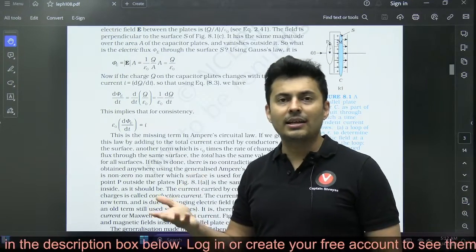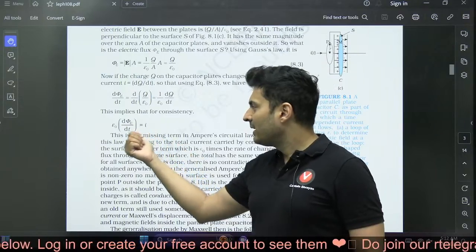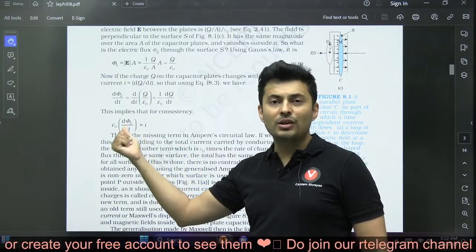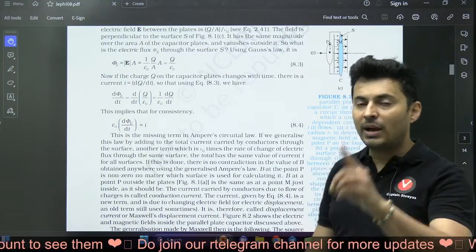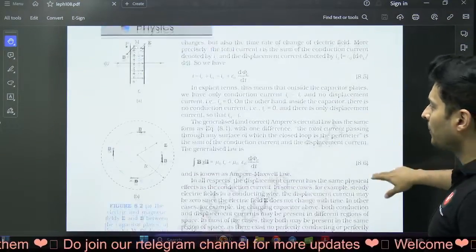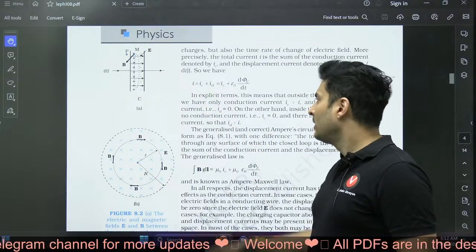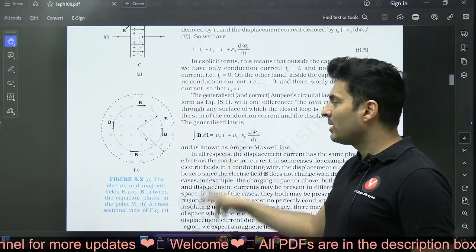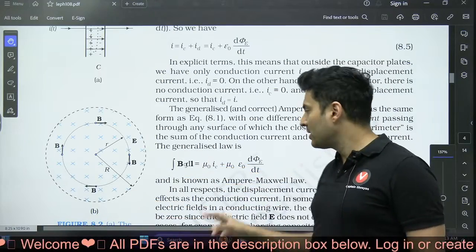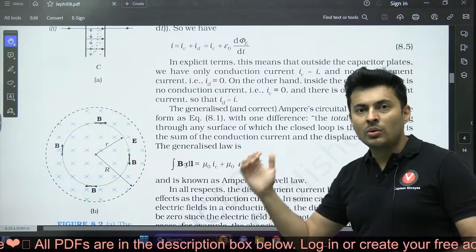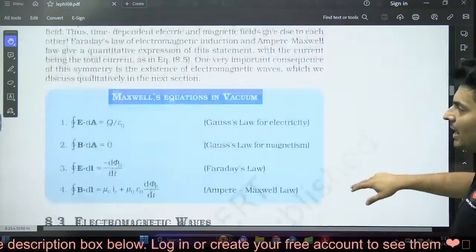Displacement current is that current which is produced by a changing electric field. That displacement current is permittivity into the rate of change of electric flux, d phi by dt, not of magnetism, it is by electric flux. So the equivalent current will be conduction current plus displacement current, that is the total current. So Ampere's law will be modified to the integral of B dot dl equals mu naught into total current, conduction plus displacement. That is the modified Ampere's law.